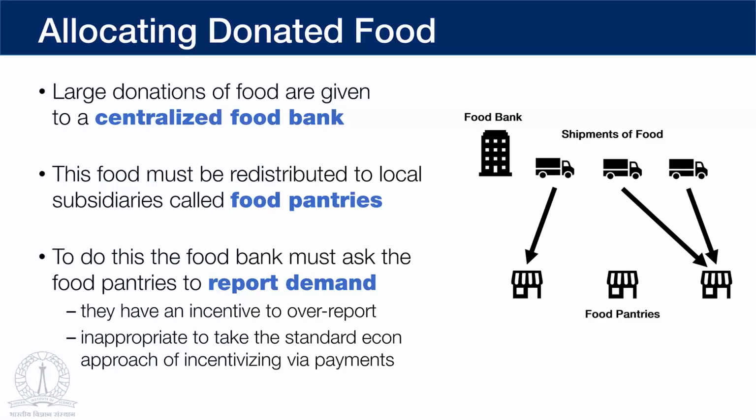The standard economic approach to this kind of over-reporting of demand would be to introduce payments, to say, we're going to sell you the food. This is going to give you a reason to not over-report because you're going to have to pay us. And this just doesn't work in the food bank, food pantry relationship because they're all charities. They don't have a currency that they can use for this, and it wouldn't seem appropriate to charge them.